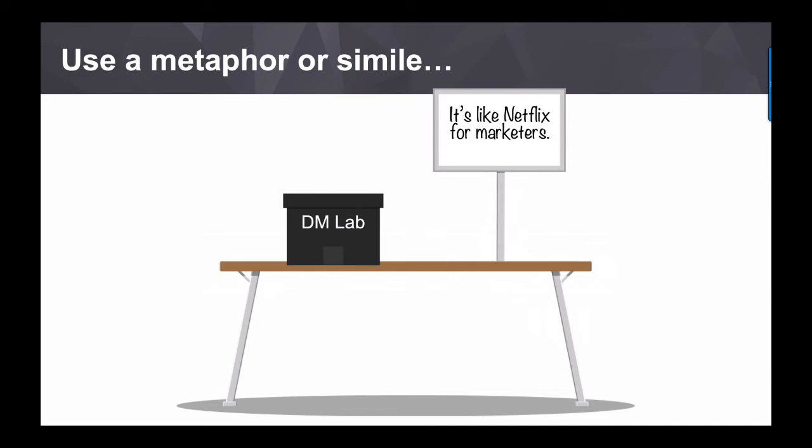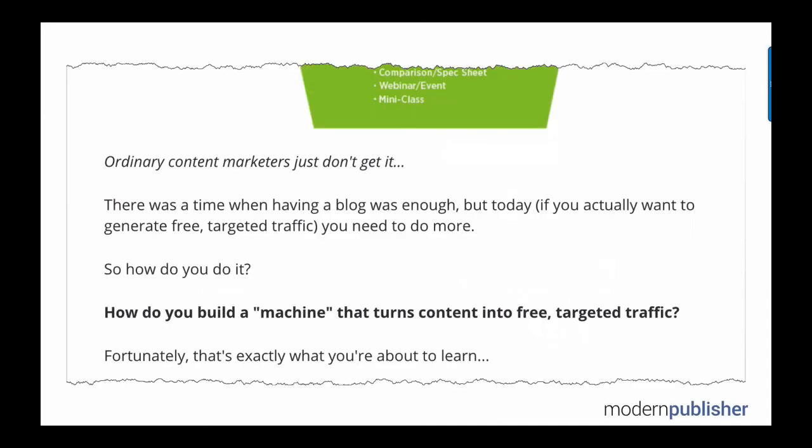Where's my grammar folks out there? You probably know whether that's a simile or a metaphor; I can't remember which one's which, but we came up with this: it's like Netflix for marketers. So sometimes if you're having difficulty telling somebody what something is, use a simile or a metaphor in your copy.